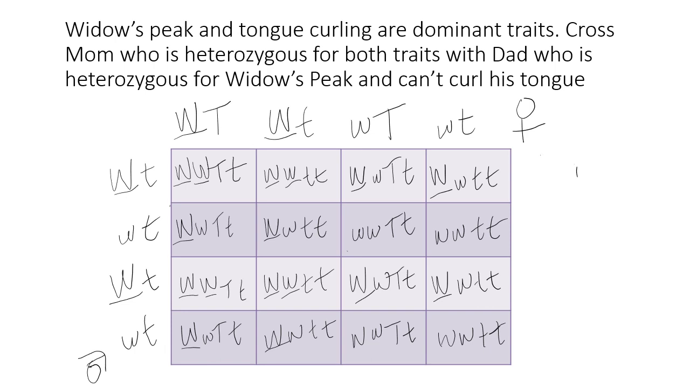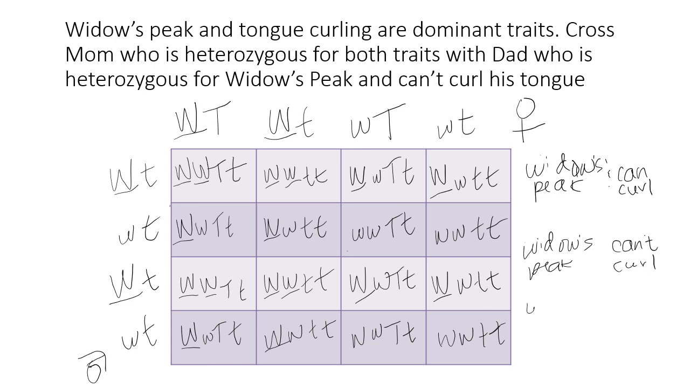I'll write it out for y'all. Widow's peak and can curl. Okay, I have widow's peak and can't curl. I have widow's peak, or no widow's peak, no widow. So this is can't, can curl, and then no widow, can't curl.